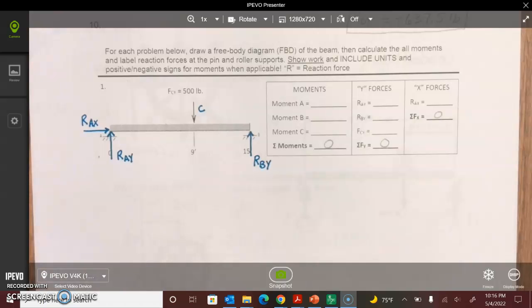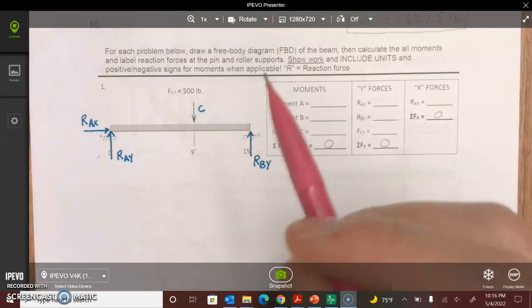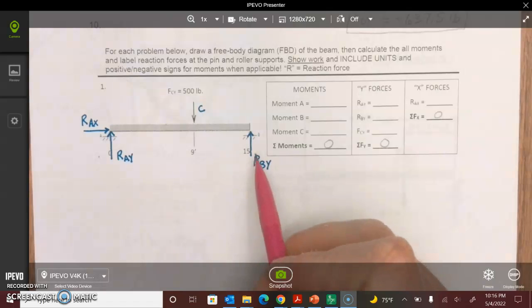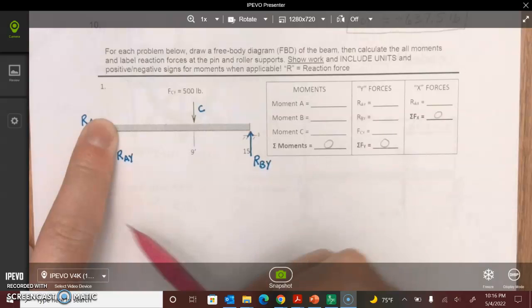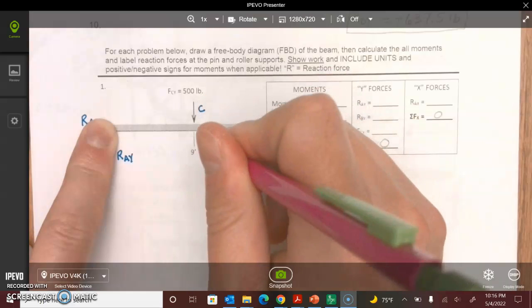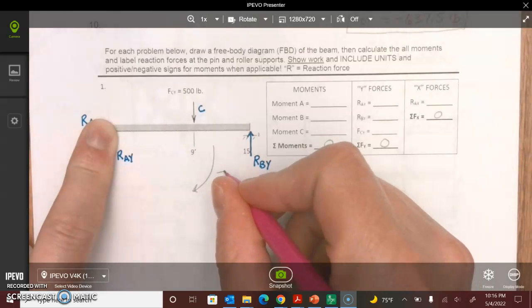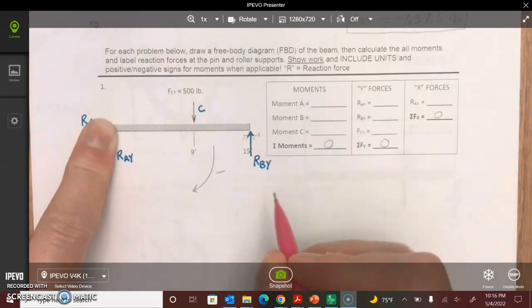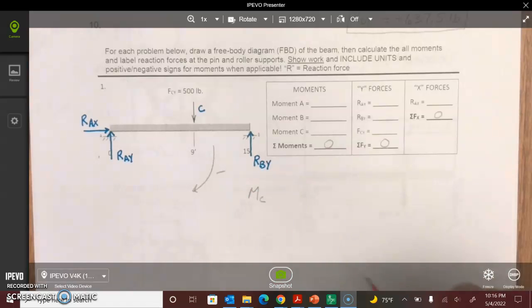What we're going to do first is figure out the moment that this force in the middle is applying to this beam. This force in the middle is pushing downwards. If RBY was not here, and this is our pivot point, then this thing would swing downwards. It would rotate in the downwards direction, causing this kind of motion, which is clockwise, and we know that clockwise directions are negative moments. So this is going to be a negative moment. You can use the right-hand rule to figure that out if you'd like. So we're going to call it moment C.